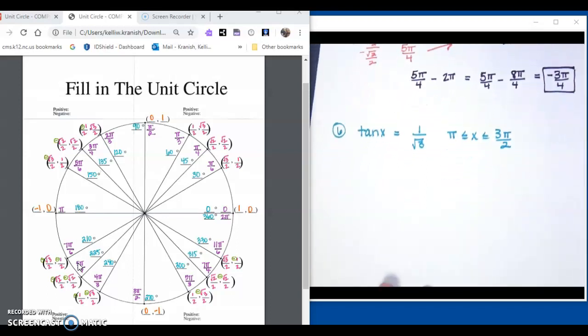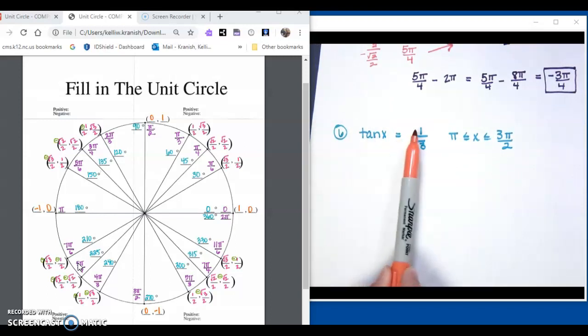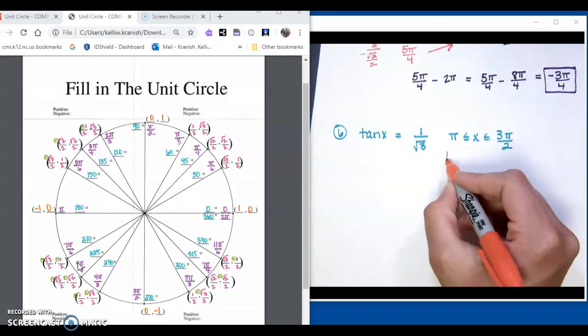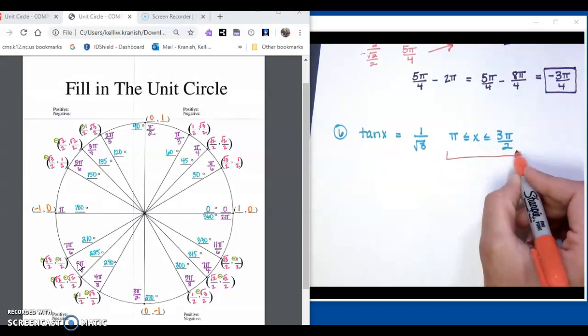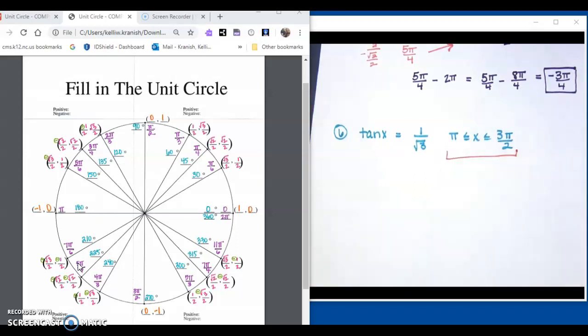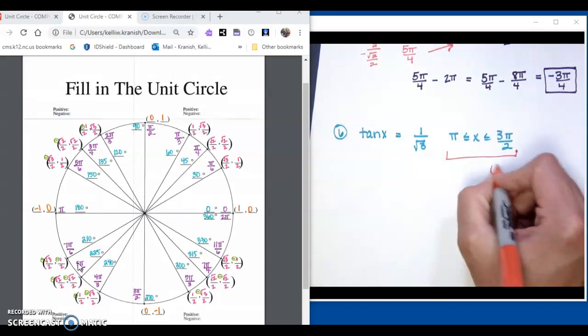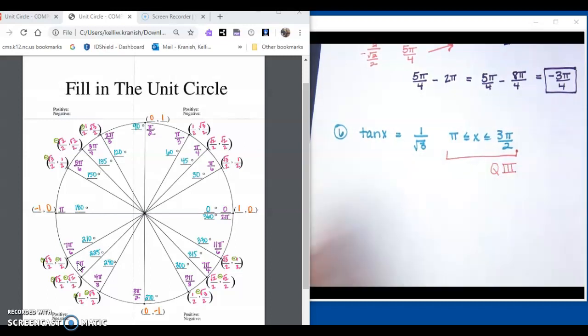Alright, so if you look at number 6, it's already solved where tangent x equals 1 over square root of 3, so that part we're good on. It's from pi to 3 pi over 2, so that is on your unit circle. Pi to 3 pi over 2 is in quadrant 3. So we're looking for an answer for quadrant 3.